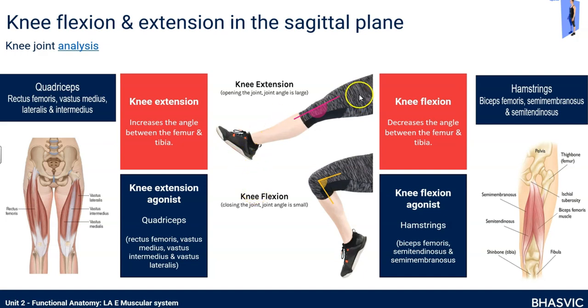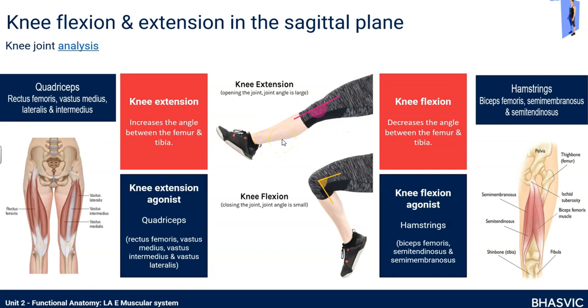So here it is, knee flexion. If the angle of the knee joint is increased or large, it's extension. This is the execution phase of kicking a ball. The preparatory position of kicking the ball would be knee flexion, where the angle is reduced at the knee joint. So you prepare by flexion and you kick the ball by extension.